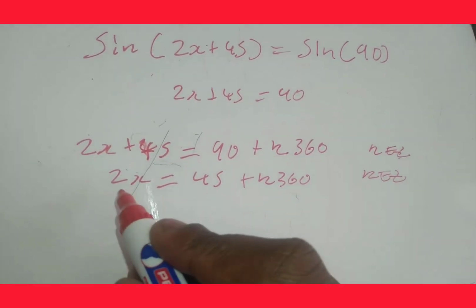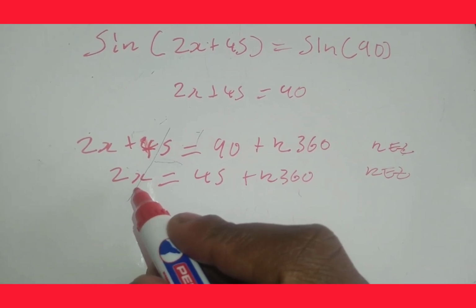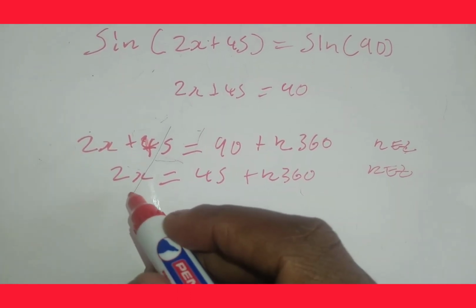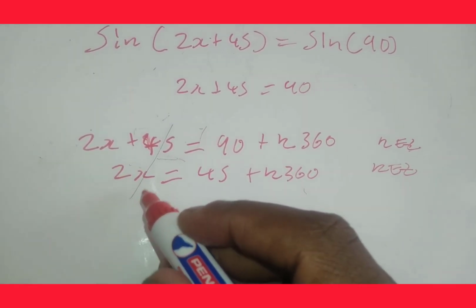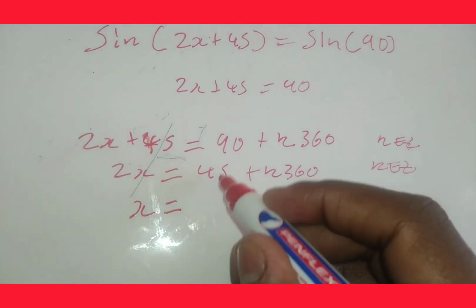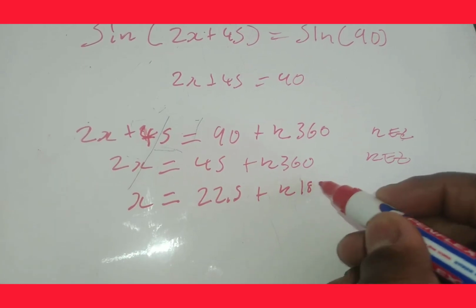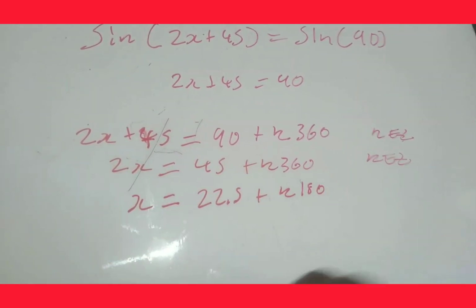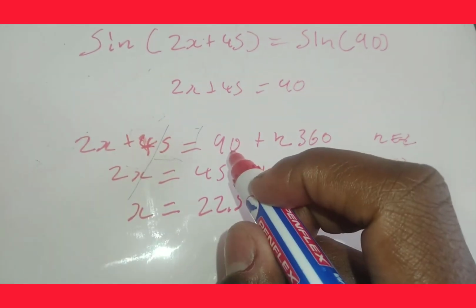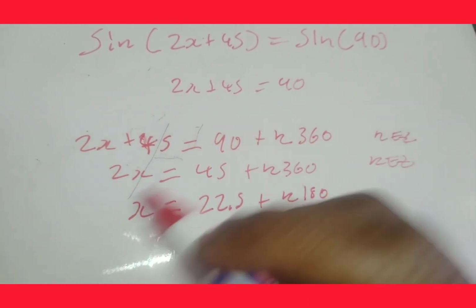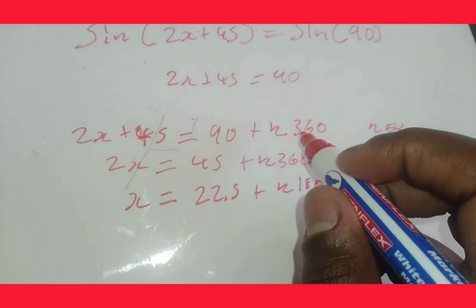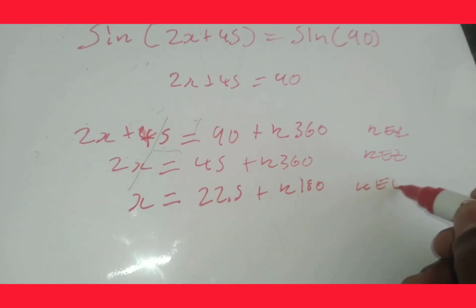And then now I need to make x the subject of the formula. So what do I do? I divide both sides by 2. If I divide both sides by 2, I will end up having x is equals to 45 divided by 2 is 22.5 plus k 180. So this also divides by 2. Whenever we take things to the other side, this does not get affected, but when we divide or multiply, this does get affected. So k is an element of integers.